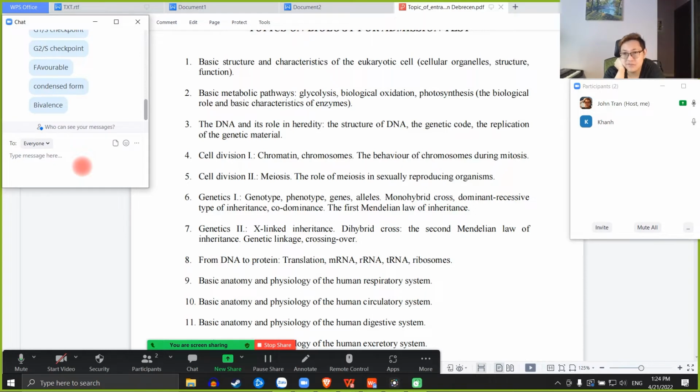It keeps the species from becoming extinct. Alright. Let's move on to the structure of DNA and its role in heredity. The genetic code, the replication of genetic material.